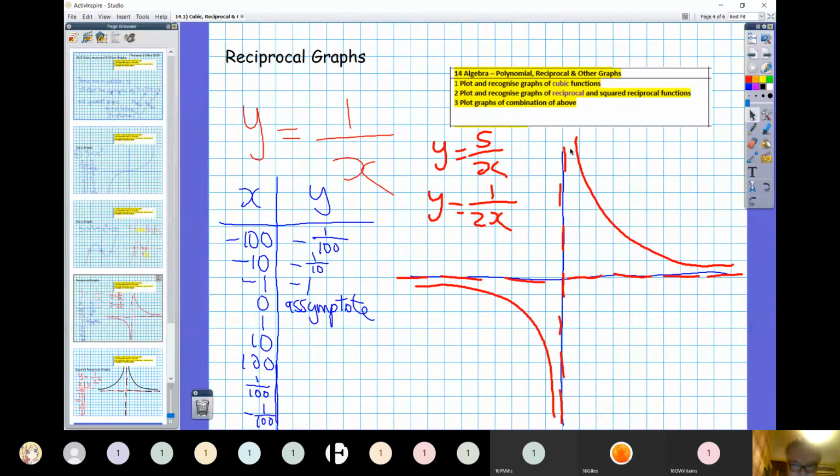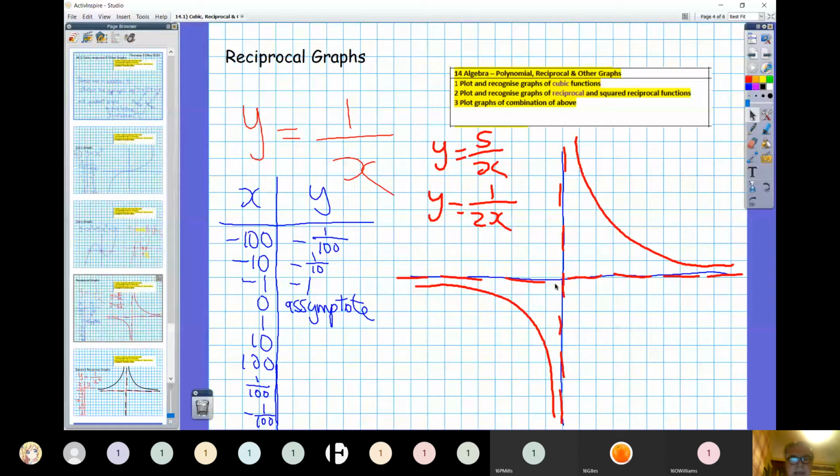Now, we also have an asymptote along the x-axis, because again, we'll be approaching it, but never quite getting there. Just picture the coordinate where x is 1,000,000. What is y going to be? It's going to be 1,000,000th. So that's going to be very close to the x-axis, but still just slightly above it, and similarly over here. So that's the general shape of a reciprocal graph.